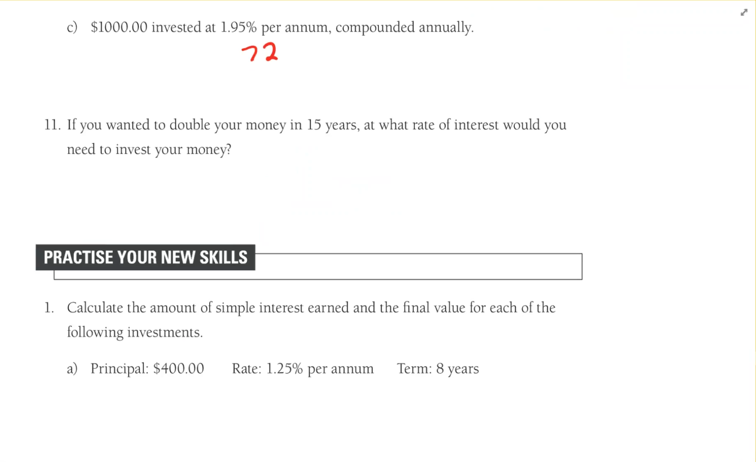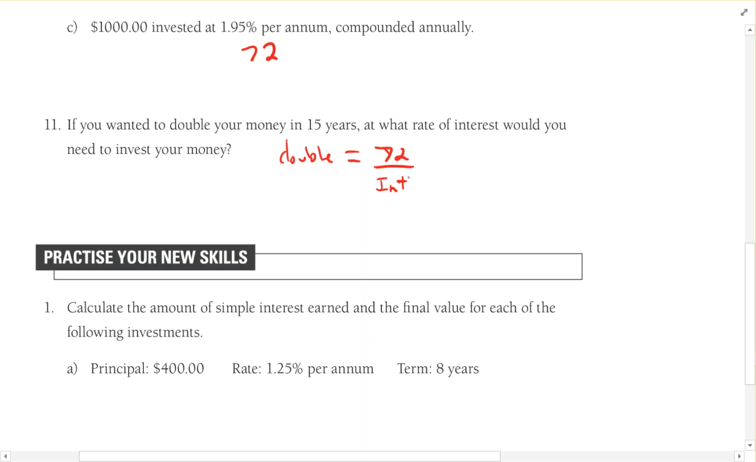Okay, so number 11 says, if you want to double your money in 15 years, at what rate of interest would you need to invest your money? All right, so with this one, let's write down our formula again. So double time, that's what they've given us, right, is equal to 72 over our interest rate.